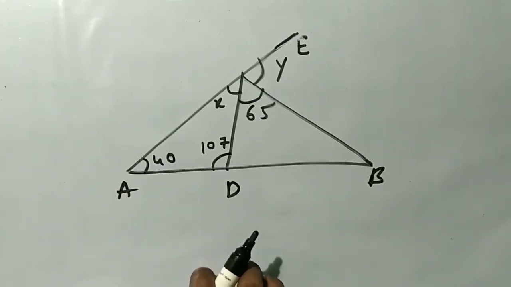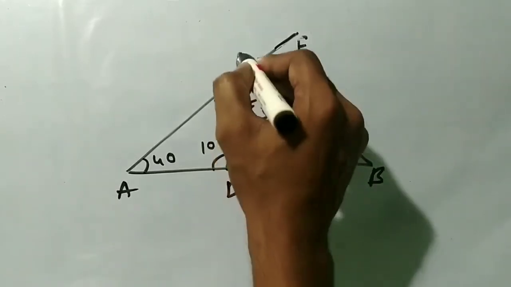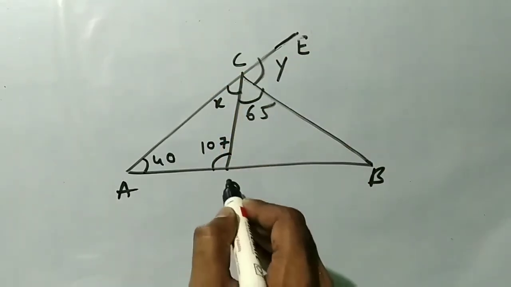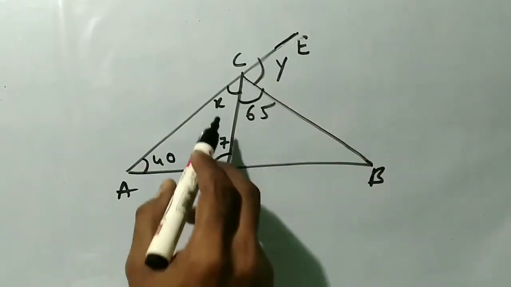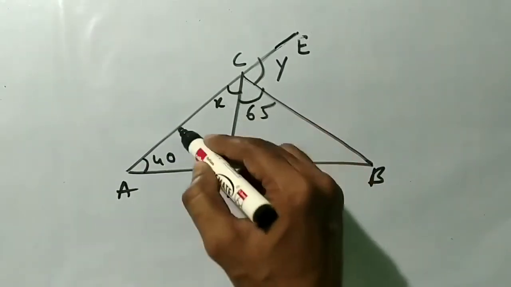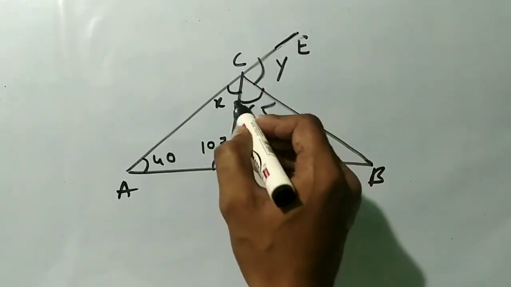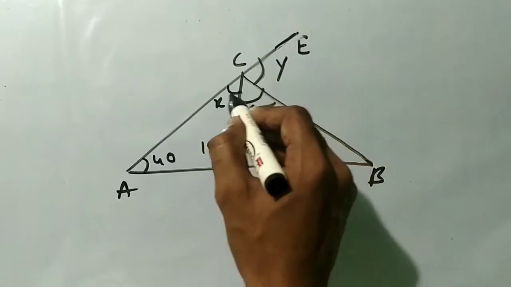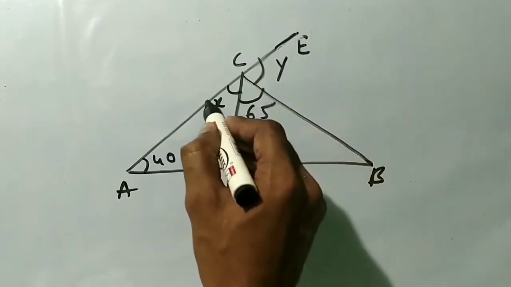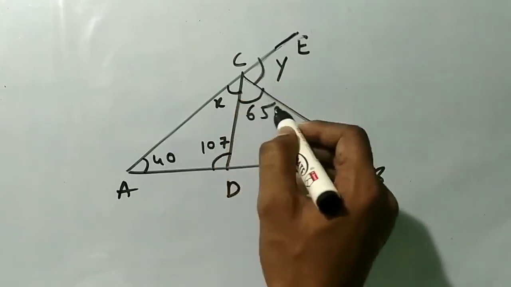This is the question of fourth bit. Second one, that is fourth exercise. So A, D, B, and this is C here. A, B, C, D, and D, E. Here x and y we have to find. So already we know that the straight line forms 180 degrees. The summation of angles associated with the straight line is 180.